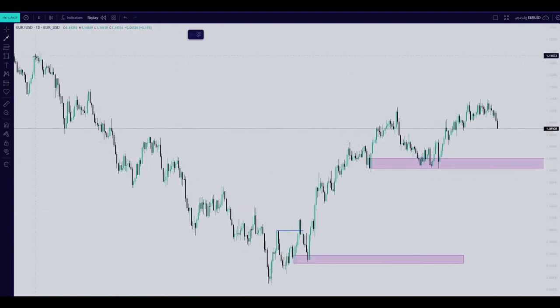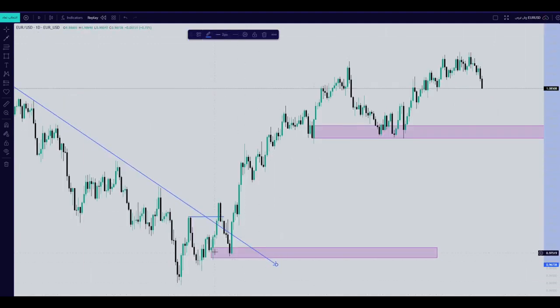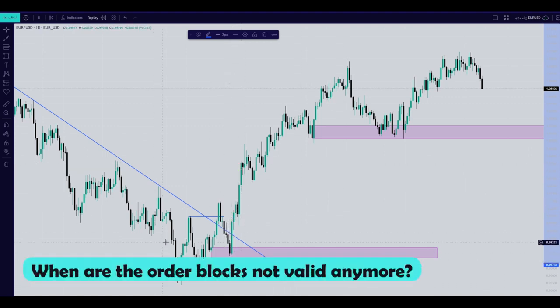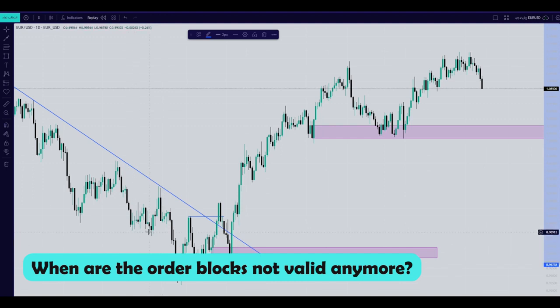Here, this is the last momentum previous to our order block. Here, by formation of this order block, the last momentum has been broken. Here, this previous roof has been broken, and after collecting the orders, it continues its momentum again. So this order block has got high validity. But when are the order blocks not valid anymore?